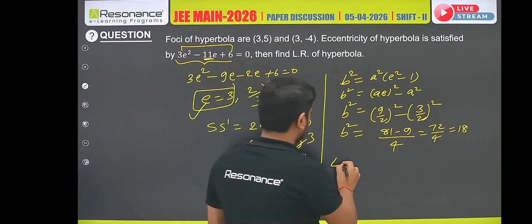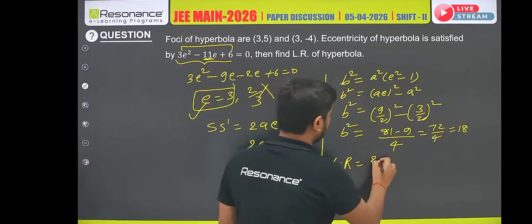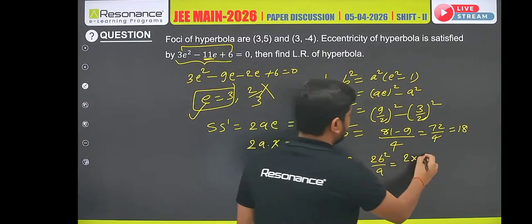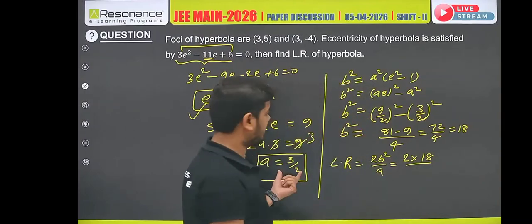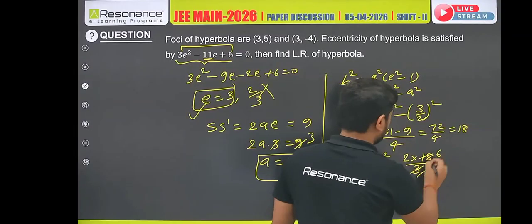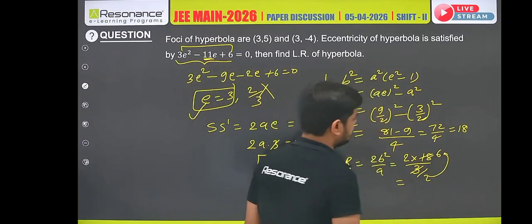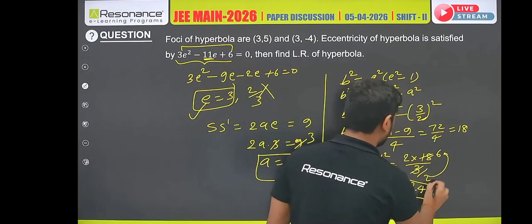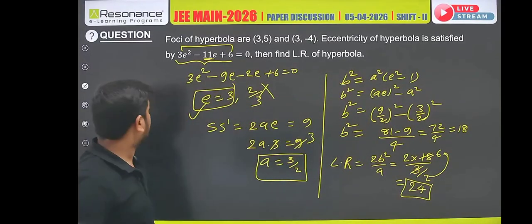Now what is the latus rectum? The length of the latus rectum is 2B square by A, and 2 times B square is 36 and A is 3 by 2. So put here 3 by 2. So you will get, multiply this by 2, you will get how much? 24. So your answer is 24, the length of the latus rectum.